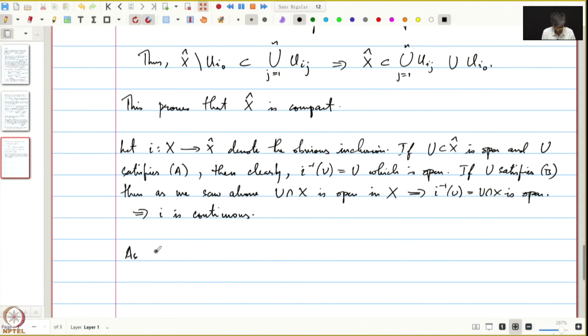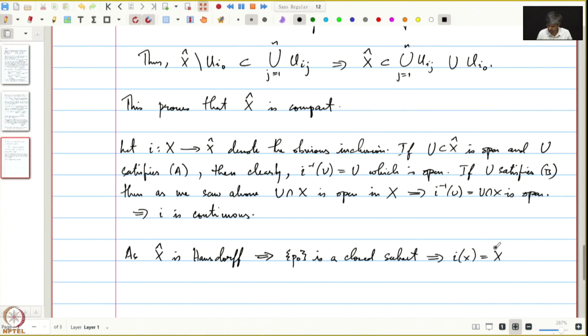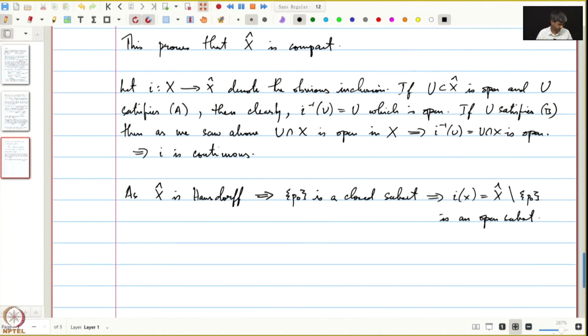As we have already seen that X hat is Hausdorff, and in a Hausdorff topological space a single point is always a closed subset, because the complement is an open subset, this implies that i of X, which is equal to X hat minus this closed subset, is an open subset.